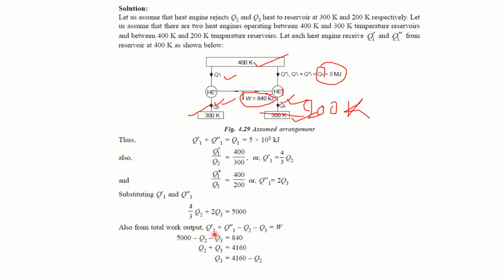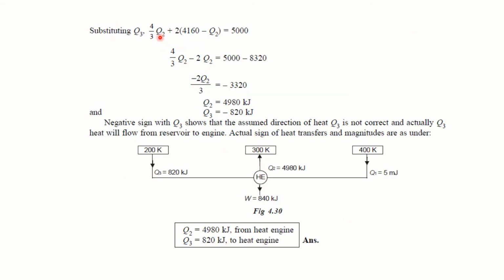So Q1, the total heat, like Q1 dash minus Q2 plus Q1 double dash minus Q3 must be equal to W. So again you substitute for Q1 dash and Q1 double dash and you will get Q2 plus Q3 is equal to 4160, or Q3 is equal to 4160 minus Q2. Substitute here, you will get Q2. Then Q3 is equal to minus 820 kilojoules.